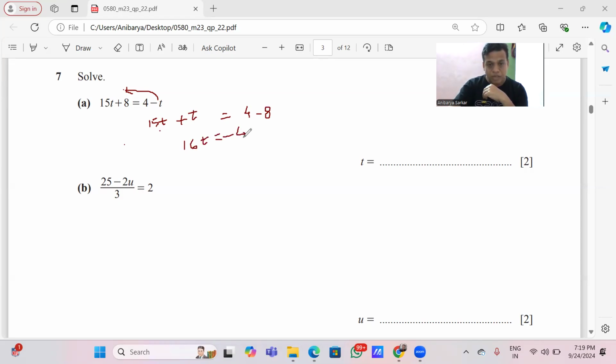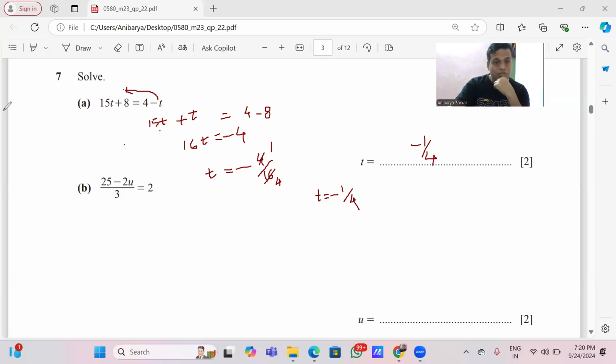Now what is the value of t? The value of t is minus 4 divided by 16. Now 4 ones are 4, 4 fours are 16. So basically the value of t is minus 1 by 4. Or you may write this in the form of decimal also. So the answer is minus 1 by 4. Hope it is clear to you.